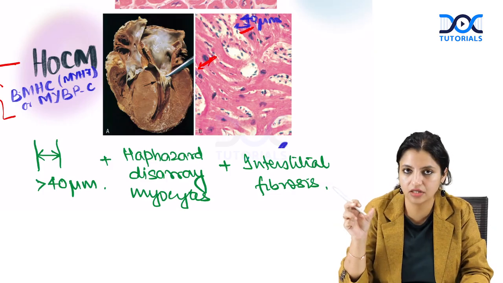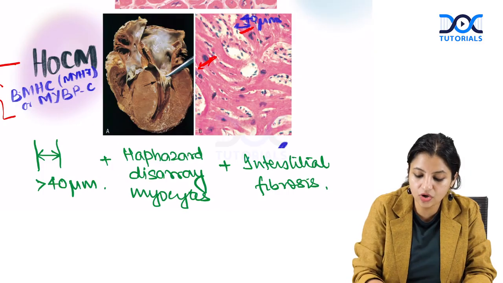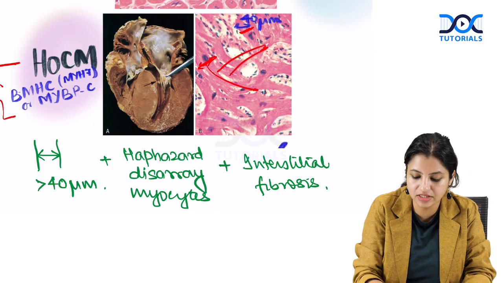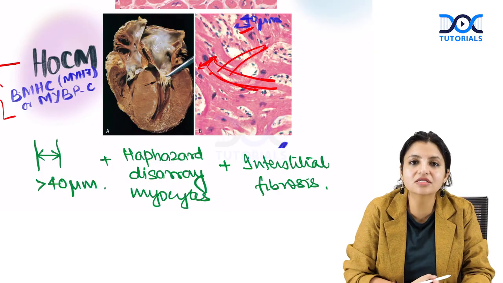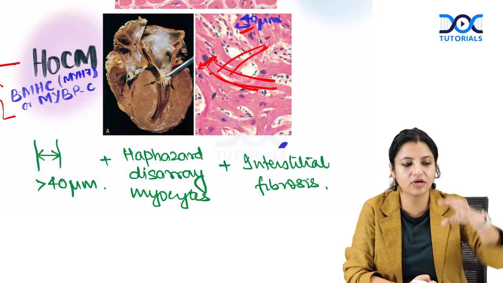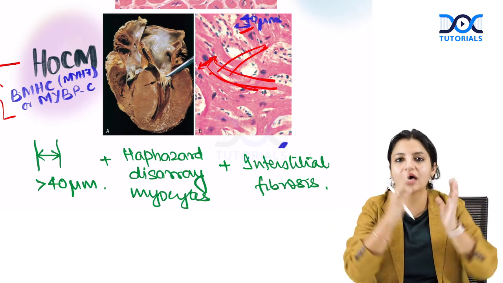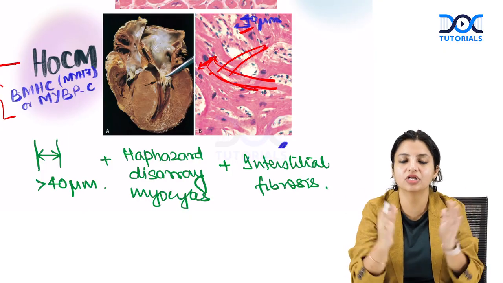Okay, so they're quite thickened, more than 40 micrometers, and all of them are going haphazardly. Some are going like this, some are going like this. So there is a disarray. Some are going like this, some like this, so they are not aligned to each other. Alignment is very important for the heart to be together.